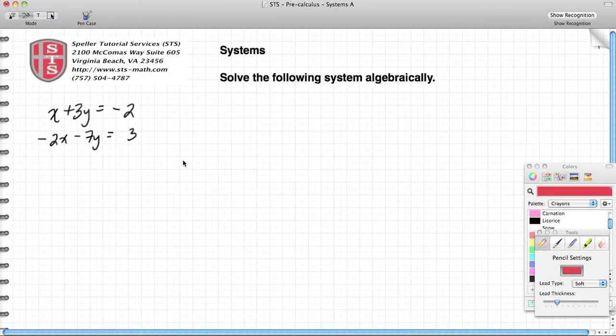Today we're going to talk about systems. In this particular example, we're looking at a system of two linear equations, and we want to find out where those two linear equations intersect, or even if they intersect. And we're going to do that algebraically.